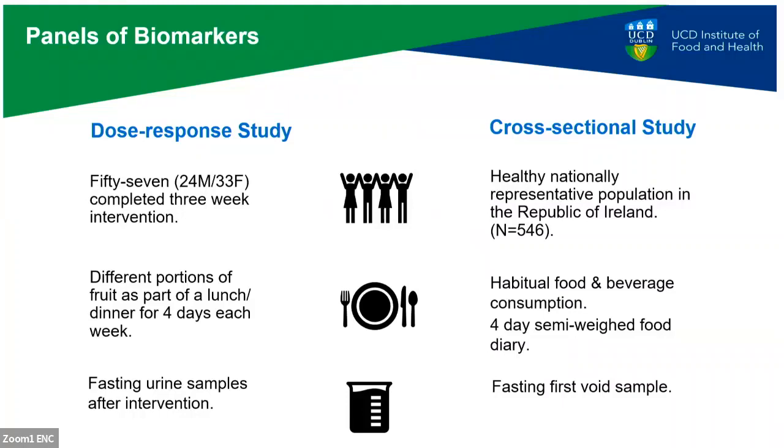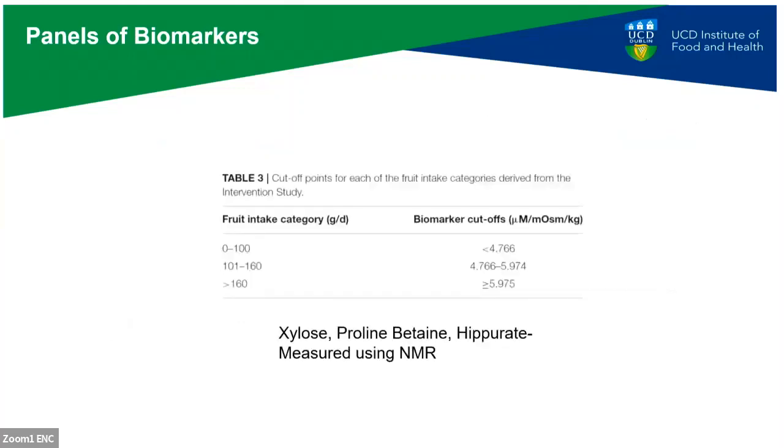Again, we performed a dose response study where we had individuals over 3 weeks consume different portions of fruit, and we collected urine samples over the course of 3 weeks. And then we had a cross-sectional study again, where we had self-reported data and we had urine samples. Using NMR, we measured a panel of biomarkers, and using our dose response study, what we came up with was biomarker cutoffs for that panel combined that could categorize individuals into different categories of fruit intake. So we have 0 to 100 grams a day, 100 to 160 grams per day, and greater than 160 grams per day. And this was done, as I said, in our controlled intervention in our dose response study.